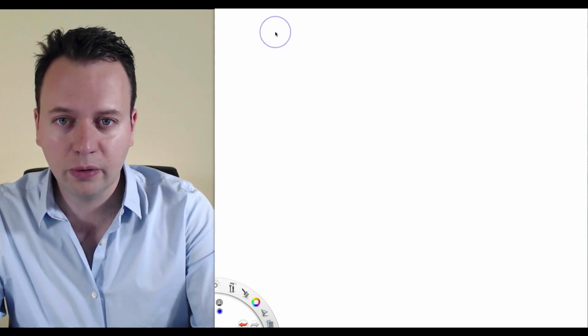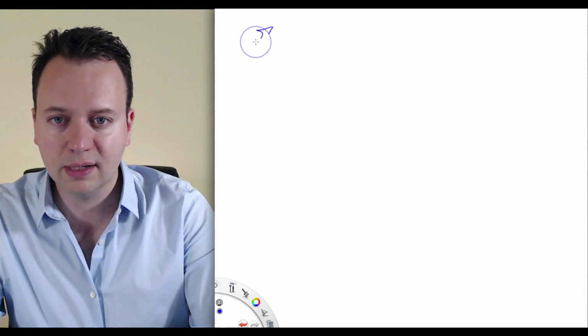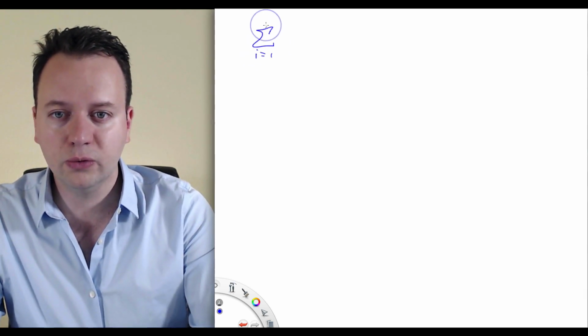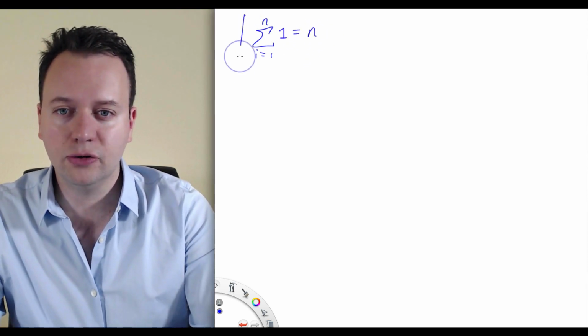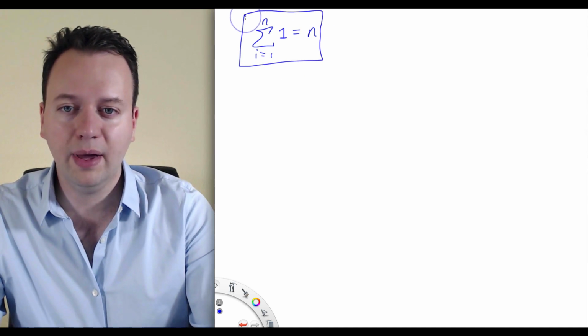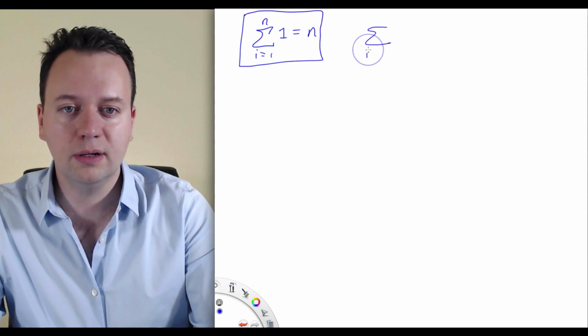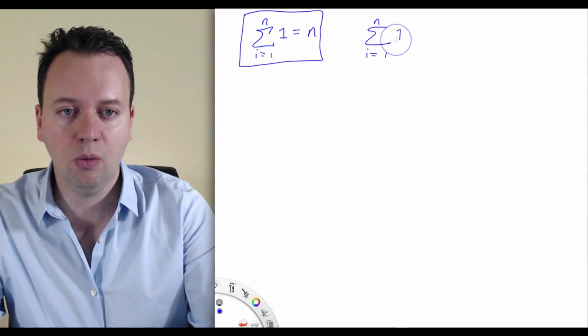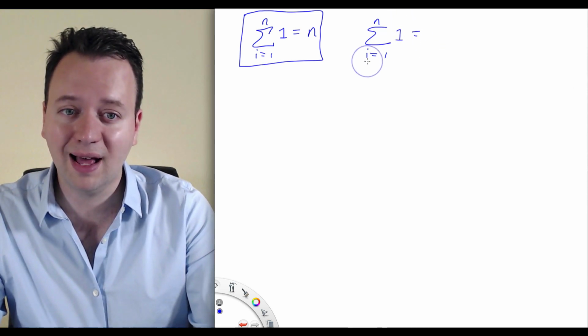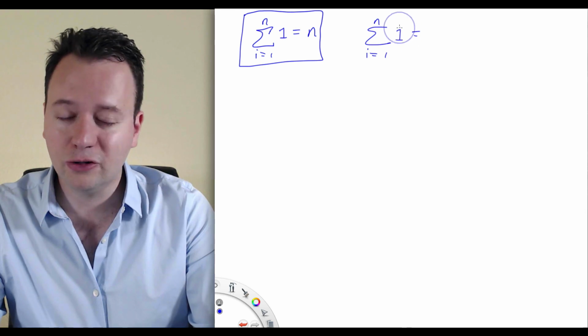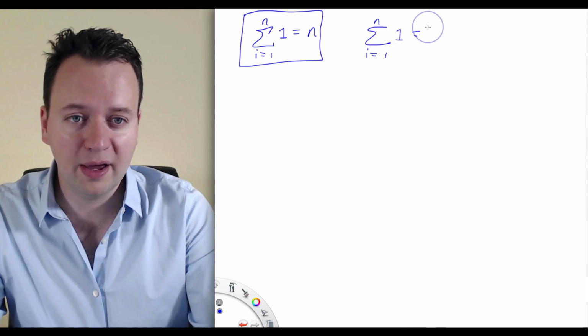So there are a few rules. The first one is that the summation i equals 1 to n of 1 is equal to n. Now why is that true? Well, on the left we have the summation i equals 1 to n of 1. By definition, we take this expression and we replace i with 1. Since there's no i in the expression, there's nothing to replace, so we just get 1.